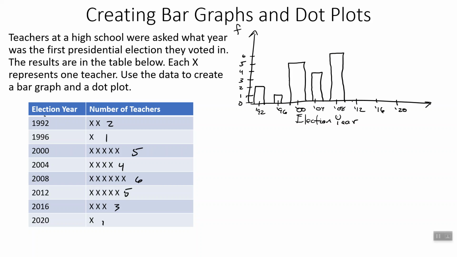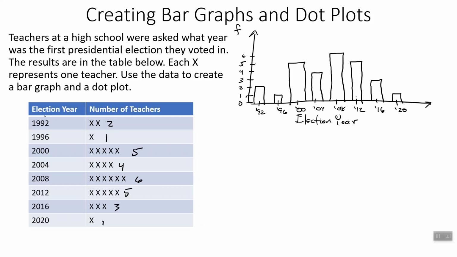We try and keep these straight. I know my lines aren't perfect here. It's not so easy to draw on this. All bars should be the same width, and the only thing different should be the height and where they are starting. And then 2020, we're going to have one person down here. And there's our bar graph.